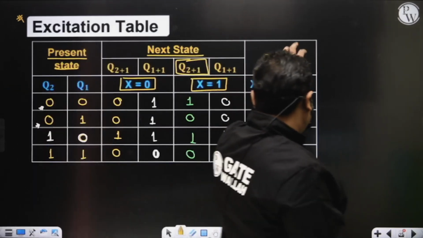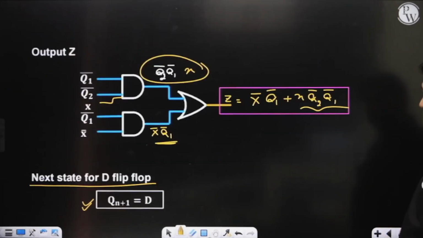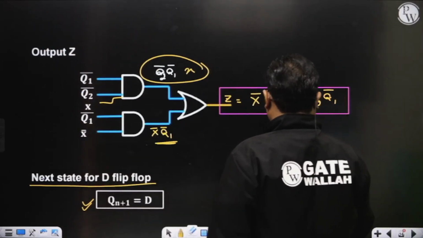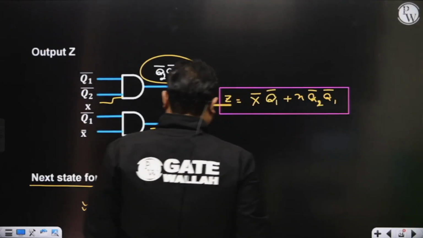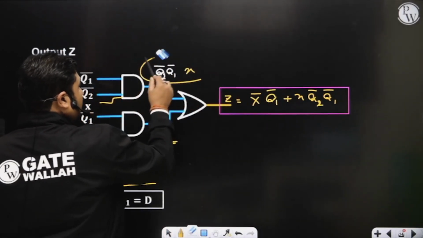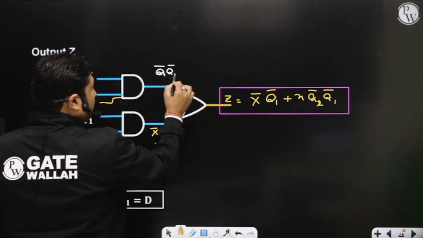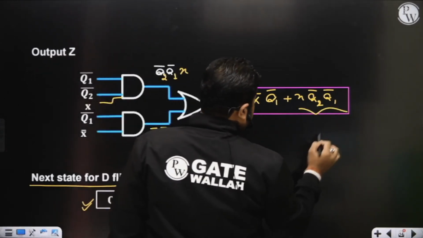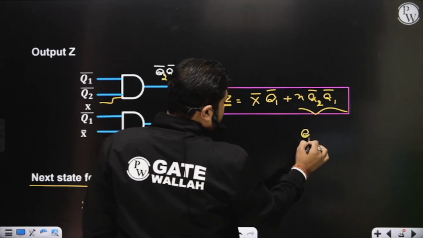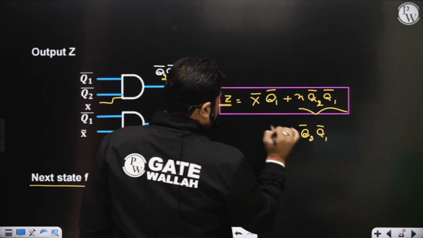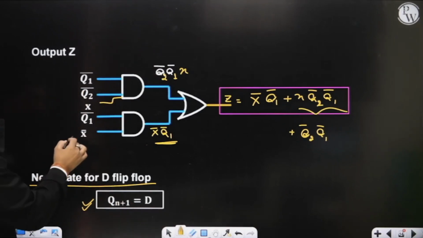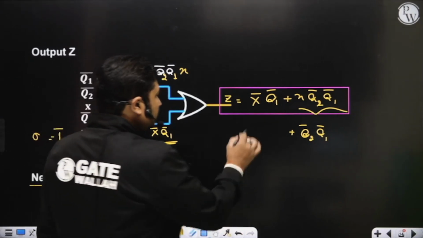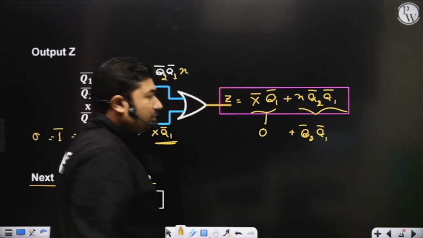Now let's talk about output z with x equals 1. When x equals 1, this will become q2 bar q1 bar into x. This will be high, plus q2 q1. When x is high, what happens to x bar? This will become low, meaning 0. So q2 bar q1 bar.